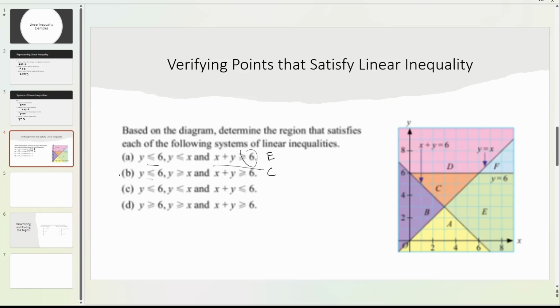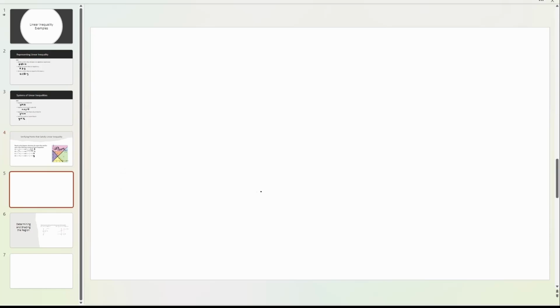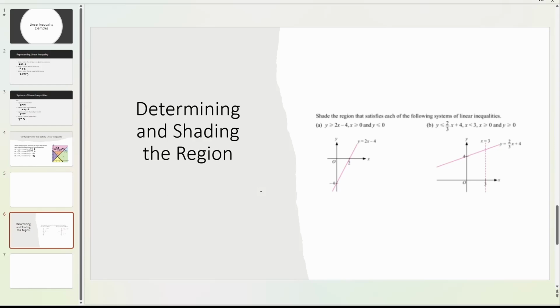And finally, for question D, y is more than or equals to 6, meaning it is above here. Y is more than or equals to x, meaning it is above this line. And x plus y is more than or equals to 6. So it is above this region. So the only answer to this is region D. Alright, so let's move on to the final slide.